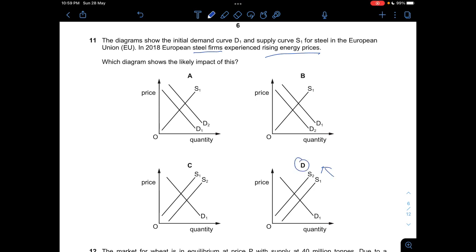So the answer is D. Because all the others show a shift of the supply curve to the right, which is not correct. Another one is an increase in demand, and another one is a decrease in demand, so they are not correct. So it has to be a shift in the supply curve to the left.